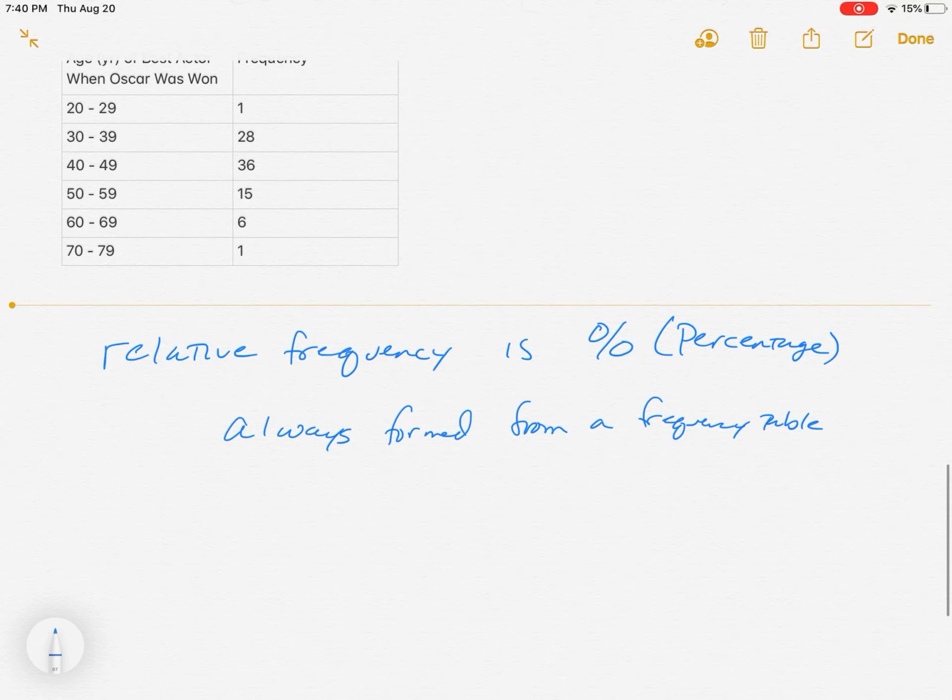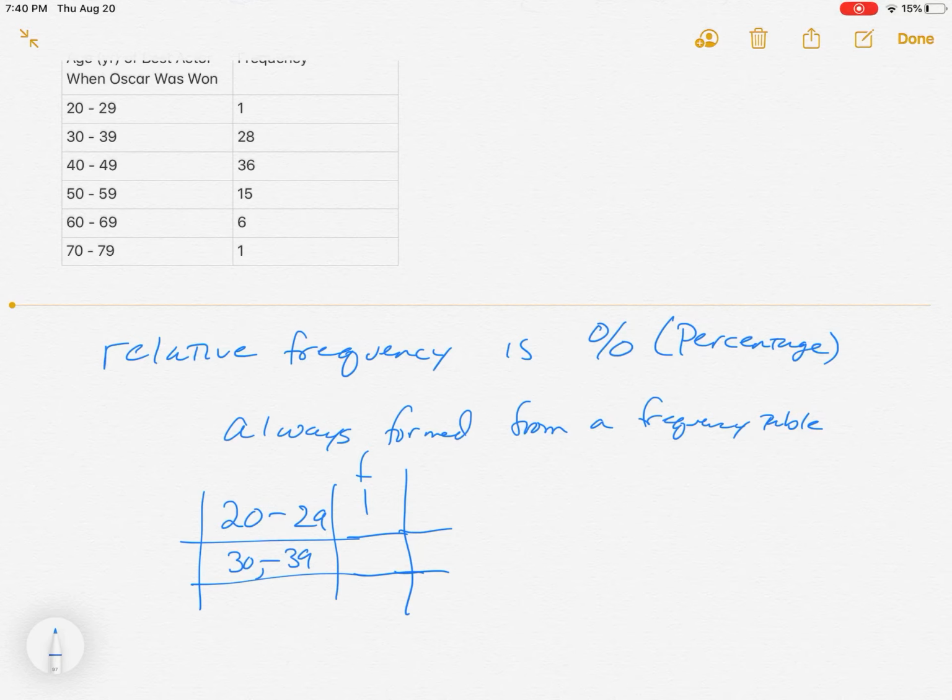We're going to figure out what percentage of data lies between 20 and 29, and what percentage lies between 30 and 39. The frequency here was 1, but the relative frequency is the percentage. How are we going to get that? We take 1 and divide it by the total number of data points, 87. If I look at 1 divided by 87, I get 0.0115.